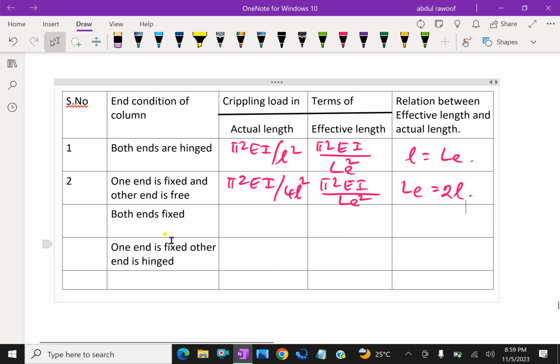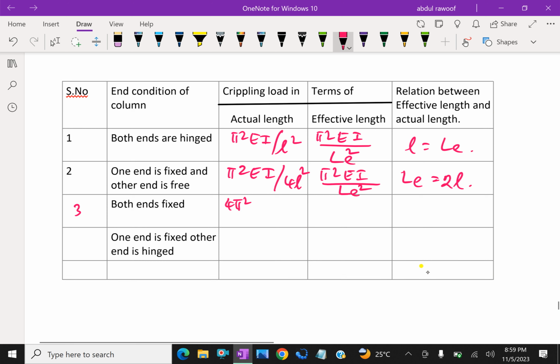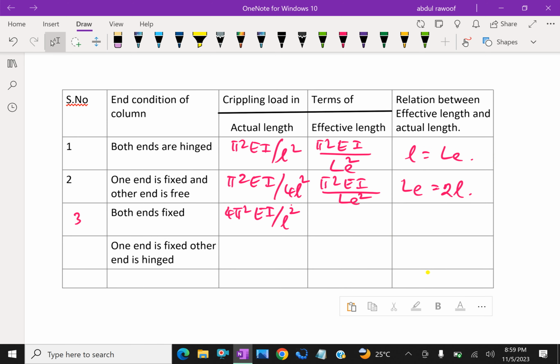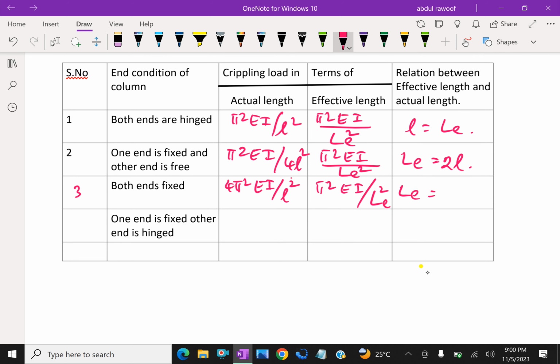Next, third, both ends fixed: crippling load is 4 pi square EI over L square. Here pi squared EI over effective length square, and the comparison gives LE equal L by 2.